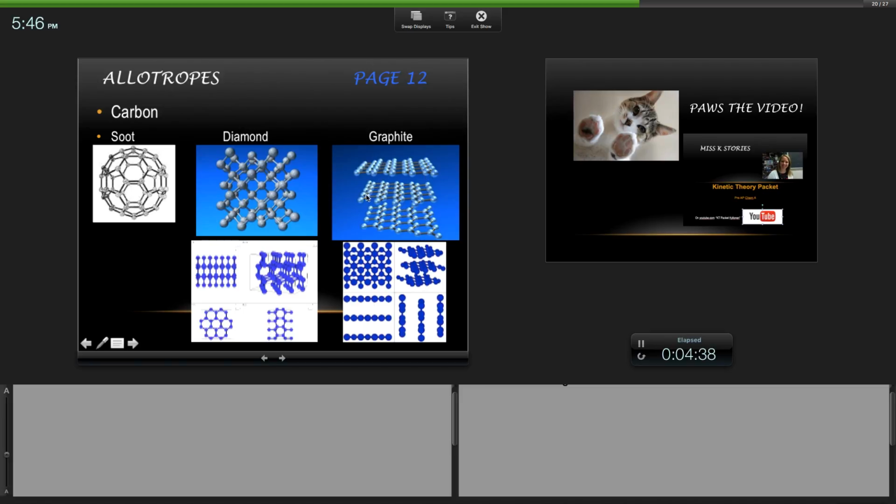So not as many connections between the layers, which is why they break off so easily. Not as complicated as this, where you've got this big open space, so it's really messy and sticks to stuff. And then that diamond structure, that repeating structure that gives you that really hard resulting structure, crystal. So these are allotropes of carbon.